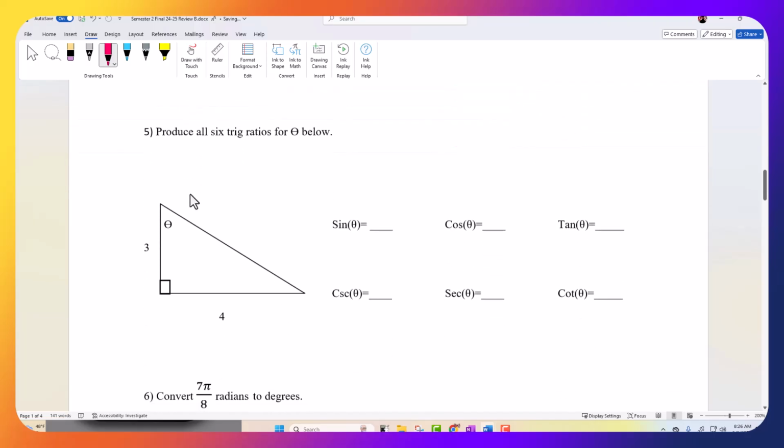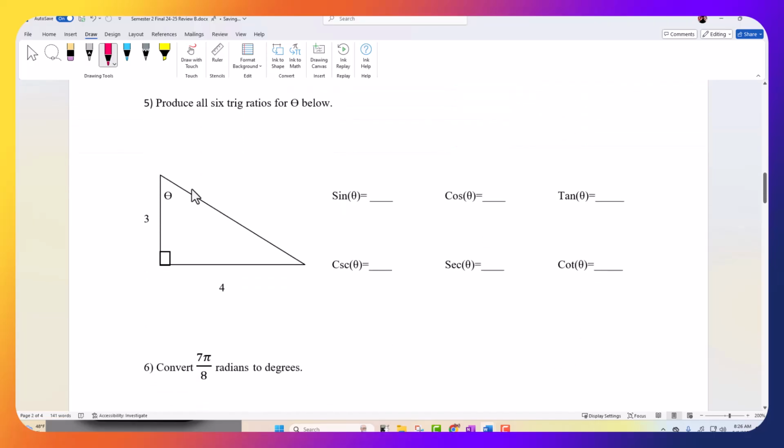All right, we're on to trigonometry. We have this right triangle, and we need to find all 6 trig ratios. To do that, I'm going to need the third side. Pythagorean's theorem says a squared plus b squared equals c squared. A and b are any sides that aren't the hypotenuse. Since I don't know the hypotenuse, I can go 3 squared plus 4 squared equals c squared. Plug that in the calculator. It's going to be 25 equals c squared, and we square root. So c equals 5. So there's my missing side.